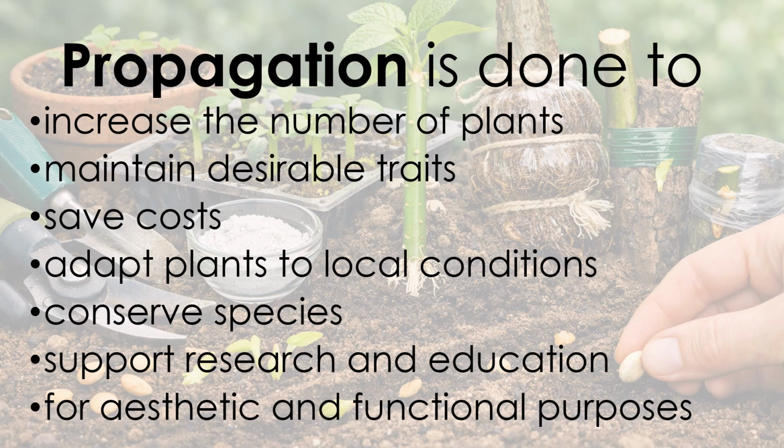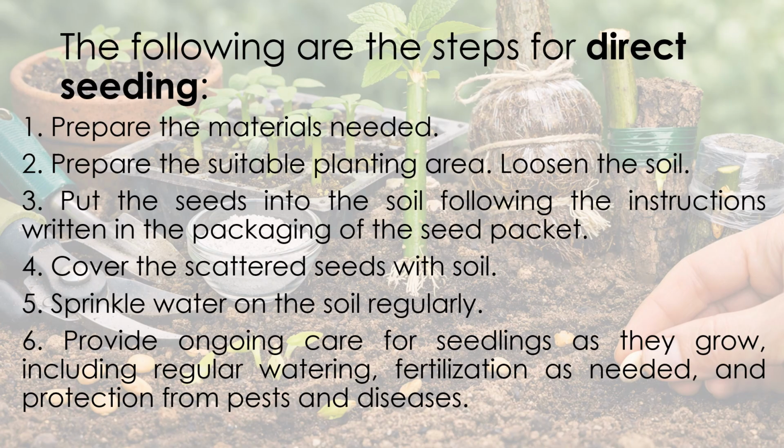In short, plant propagation is not just about growing more plants. It's about preserving traits, saving resources, adapting to environments, conserving species, supporting learning, and making our surroundings both useful and beautiful. Direct seeding is a simple method where seeds are planted straight into the soil.